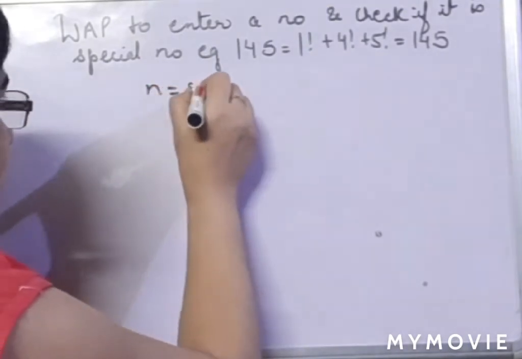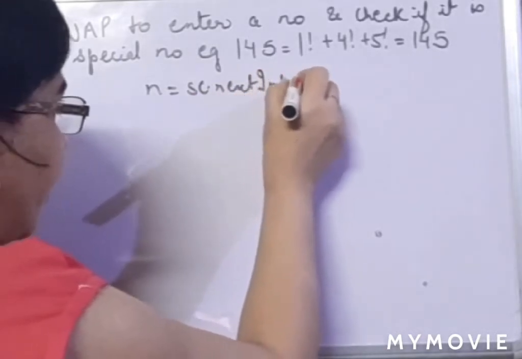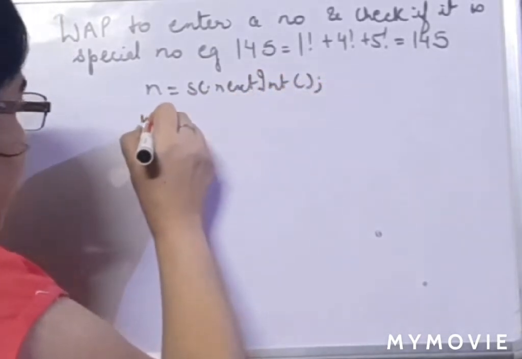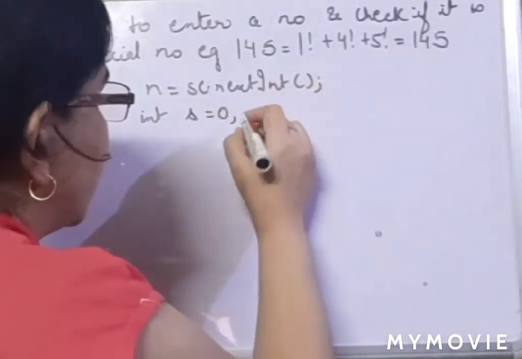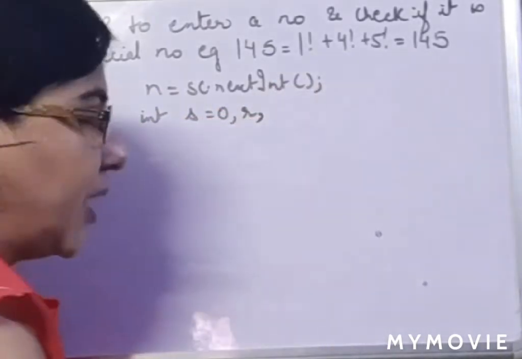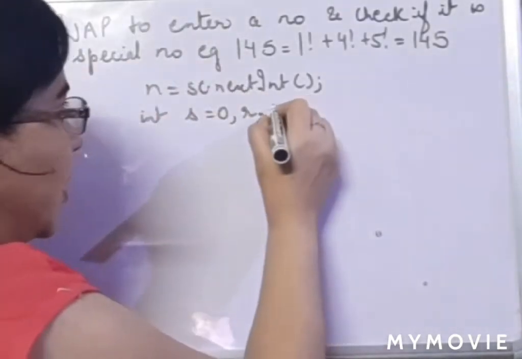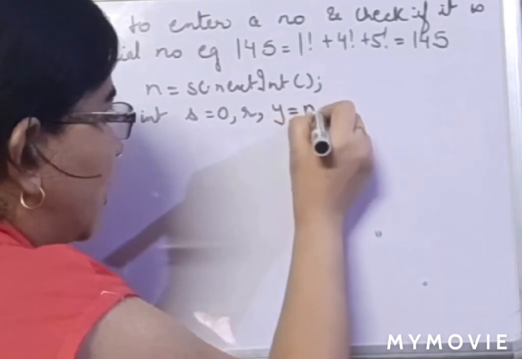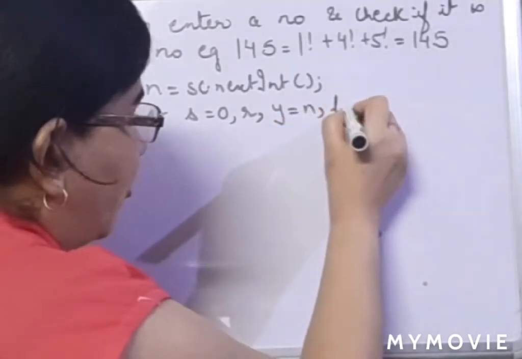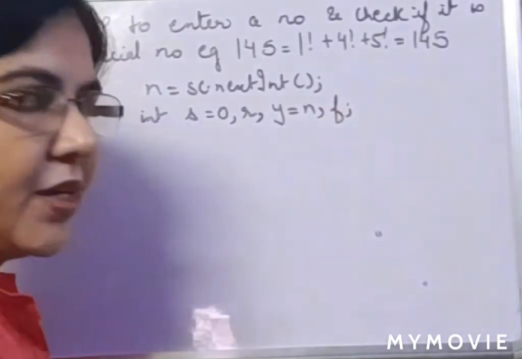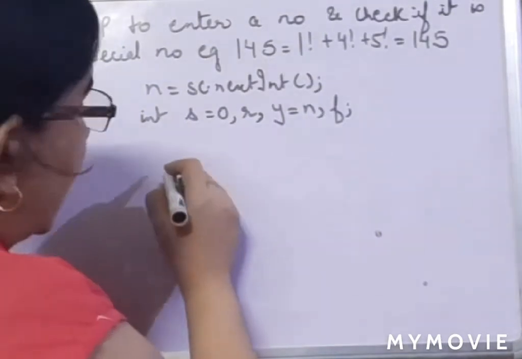Here we are going to take n is equal to sc dot nextInt. Then we need some variables like s is equal to 0 to find the sum of digits, r for taking out one digit at a time from the number, y which is going to keep a copy of n, and f for calculating factorial.